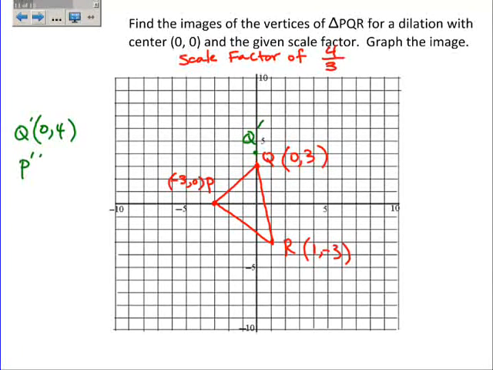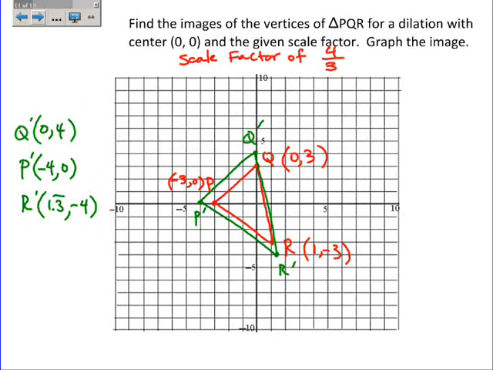P prime is, let's see here, negative 3 times 4/3 is negative 4. 0 times 4/3 is 0. R prime is here, 1 times 4/3 is 4/3. As a decimal, it's 1.3 repeating. And negative 3 times 4/3 is negative 4. So R prime is right here. So if I connect them, oh, I never graphed P prime. P prime is right here. If I connect them, I have the image.